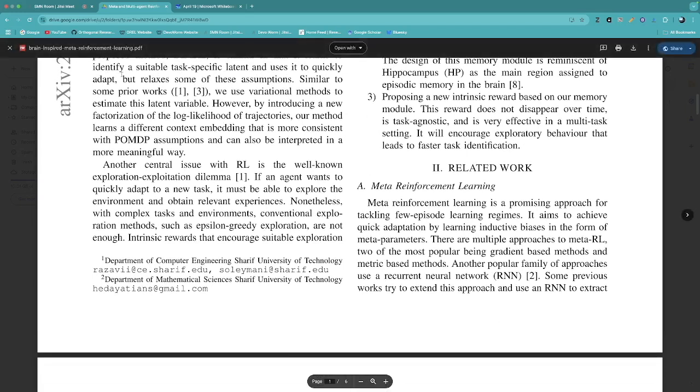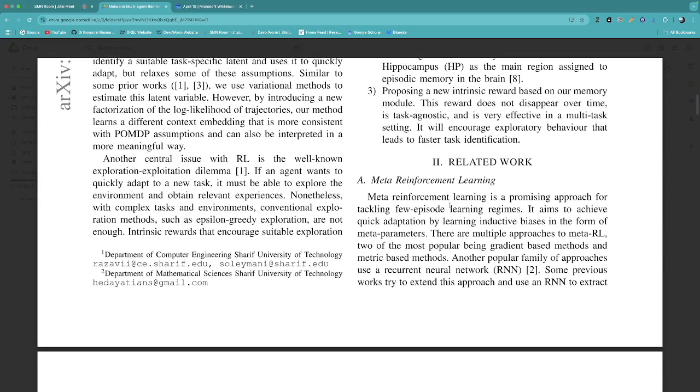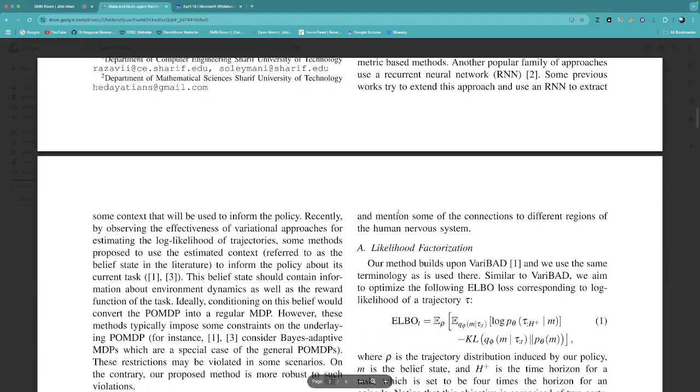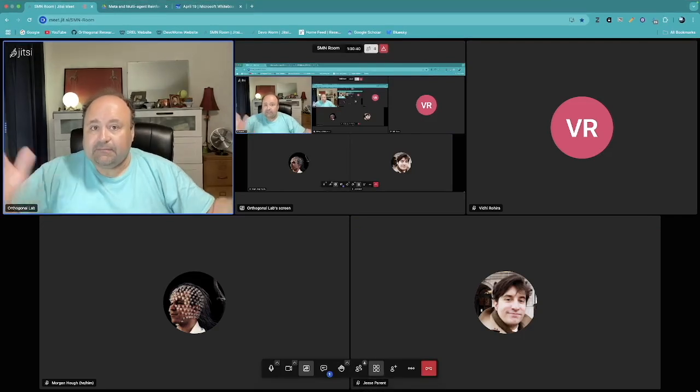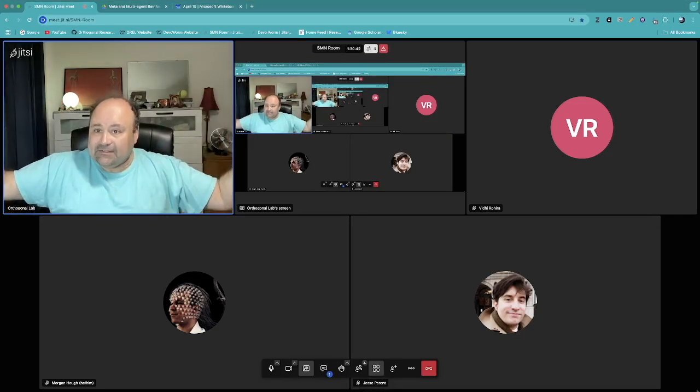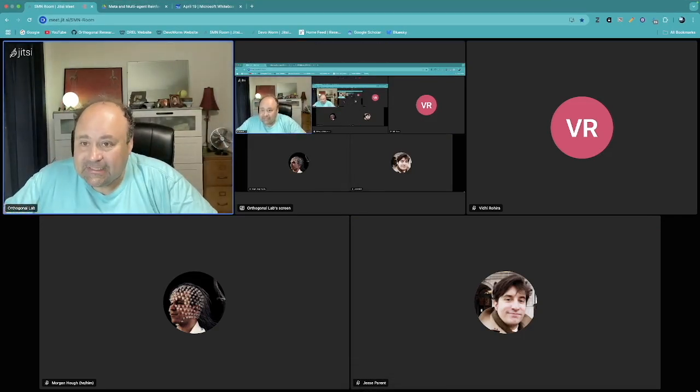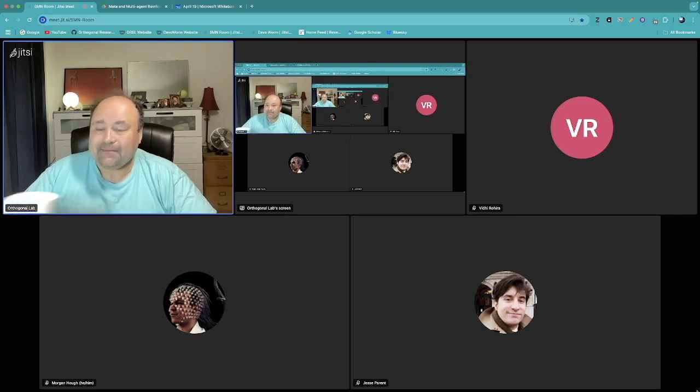Okay, and then they talk about Meta Reinforcement Learning, and this is kind of a review of how people do this. They use gradient and metric-based methods, and they define it there. Okay, so those are the papers. I know that was a long slog through those papers. Did we have any comments or questions if we want to start a discussion on that?